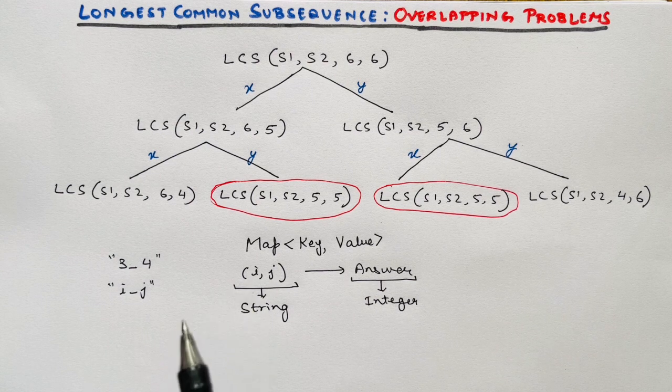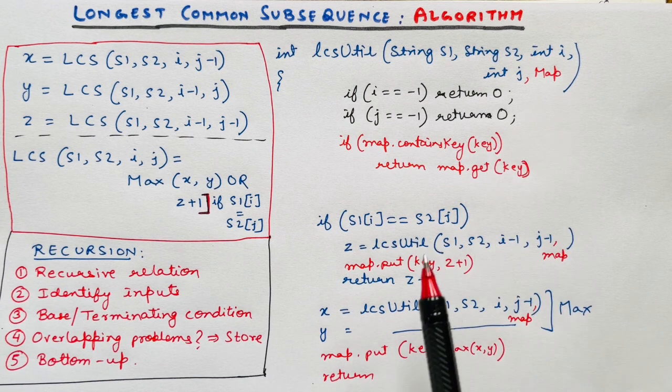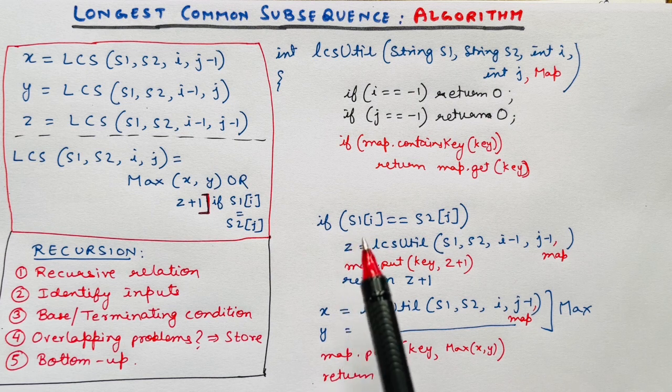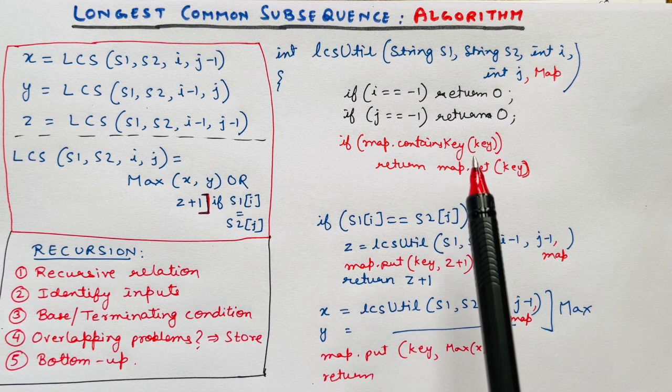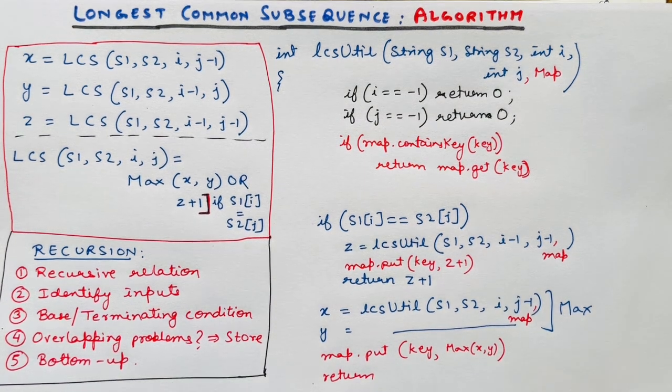So with this map, how will our algorithm now look like? Now we will have one more input to this function, a map of string and integer. Here, before returning the answers, we will put them in the map against the key. And how will we form the key? Key will be simply I_J. And before calculation, we will first check in the map if this key exists. If this key exists, that means we have seen this input before and we have calculated for it before. So we return the answer directly. This is our complete top-down dynamic programming algorithm.